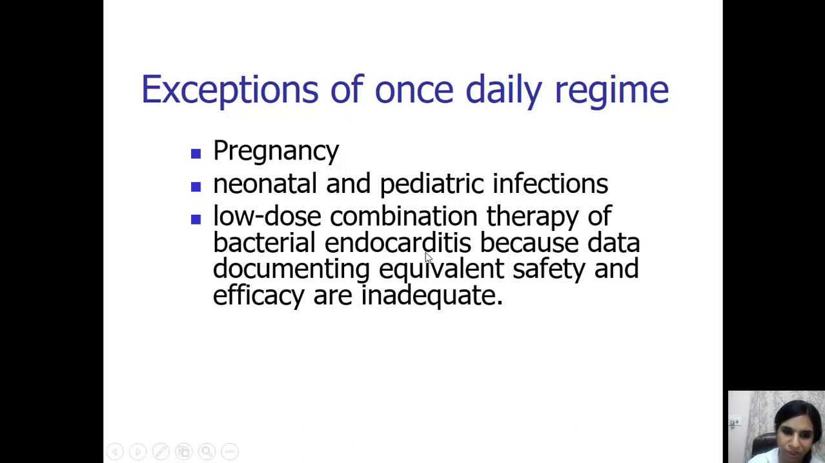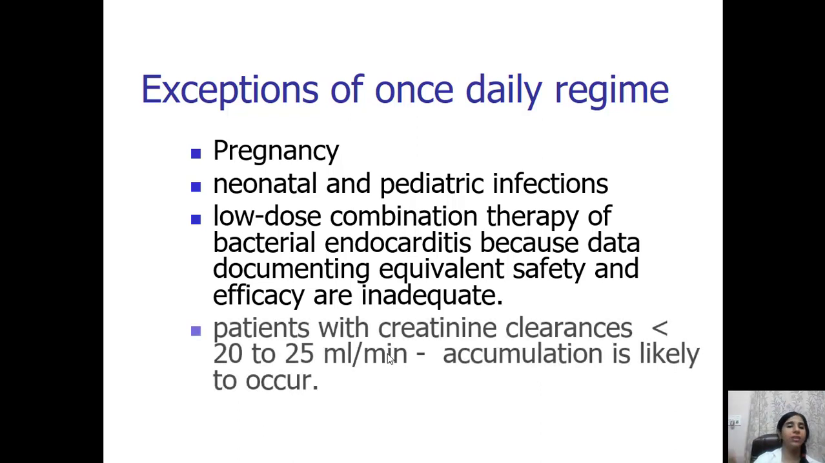The third exception which I would like to mention, and it is very important, is low dose combination therapy of bacterial endocarditis, because data documenting equivalent safety and efficacy are inadequate. I'm talking about the synergistic combination. Synergism means that you are giving the 2 antibiotics together. So you are giving a beta-lactam or a cell wall active agent with an aminoglycoside. Beta-lactams have time dependent killing. You cannot have them just once a day. The synergism will not be achieved. So in that case, we always give multiple daily doses of aminoglycosides, because we are giving it with some other drug. And patients with renal impairment, less than 20 to 25 ml per minute, normal is 100 ml per minute. So if creatinine clearance is less than 20 to 25 ml per minute, accumulation of the drug is likely, and that is the reason these are the exceptions for the once daily regime.